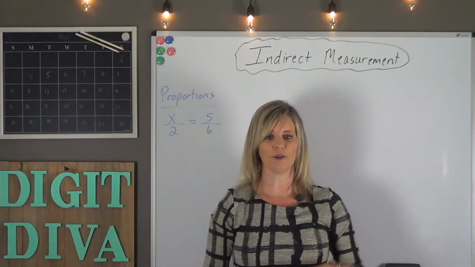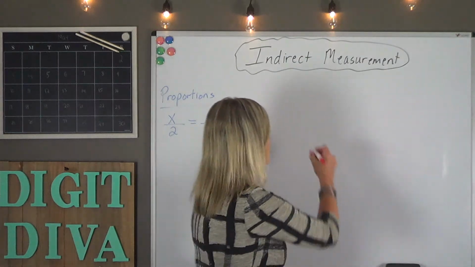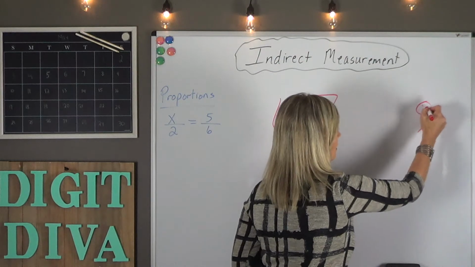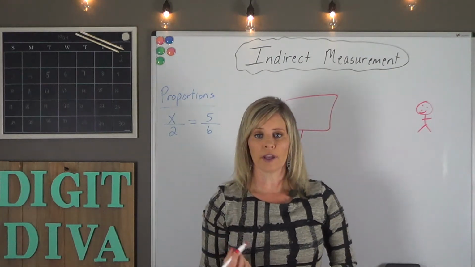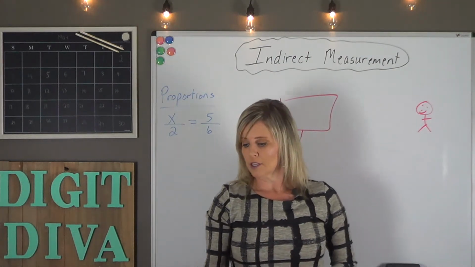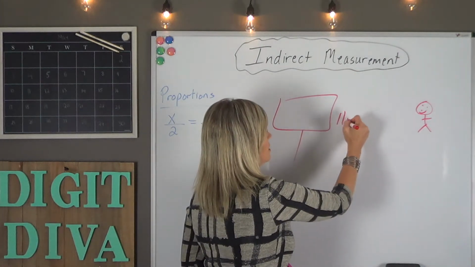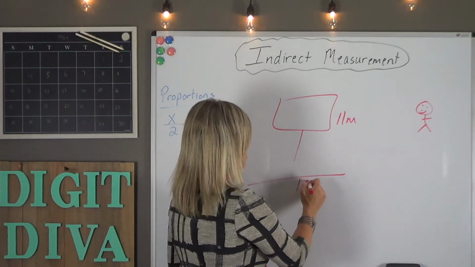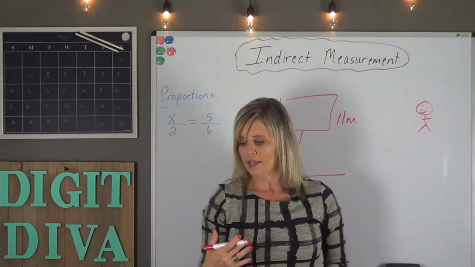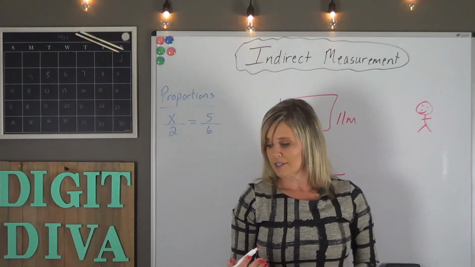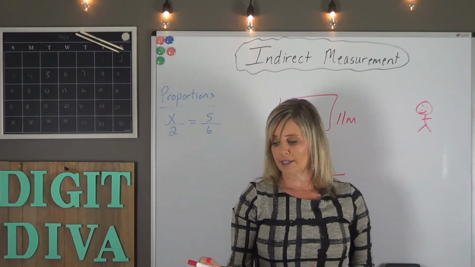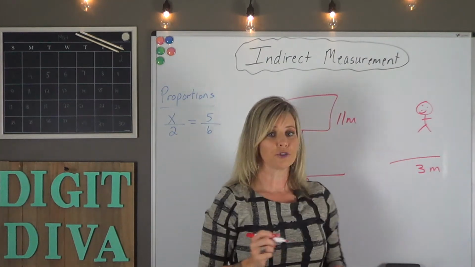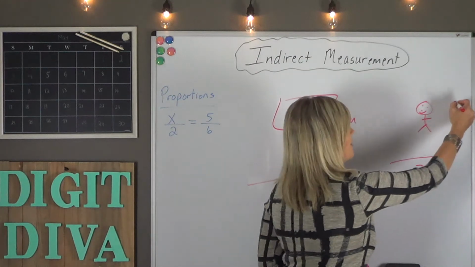Ooh, so that was a mouthful. But I'm still going to draw my pictures. So we've got this sign, and we have a boy. I'm going to label what's given. An 11-meter tall sign casts a 19-meter shadow. And the shadow of the boy is 3 meters long. So we need to find the height of the boy.